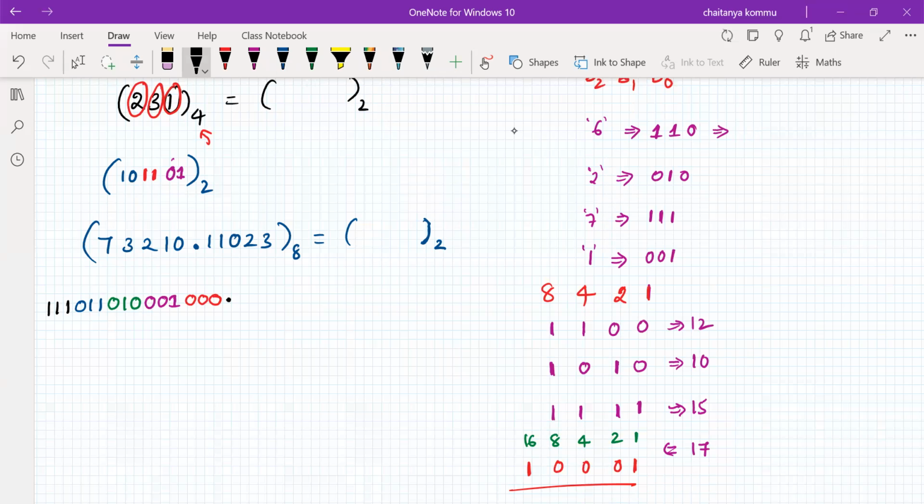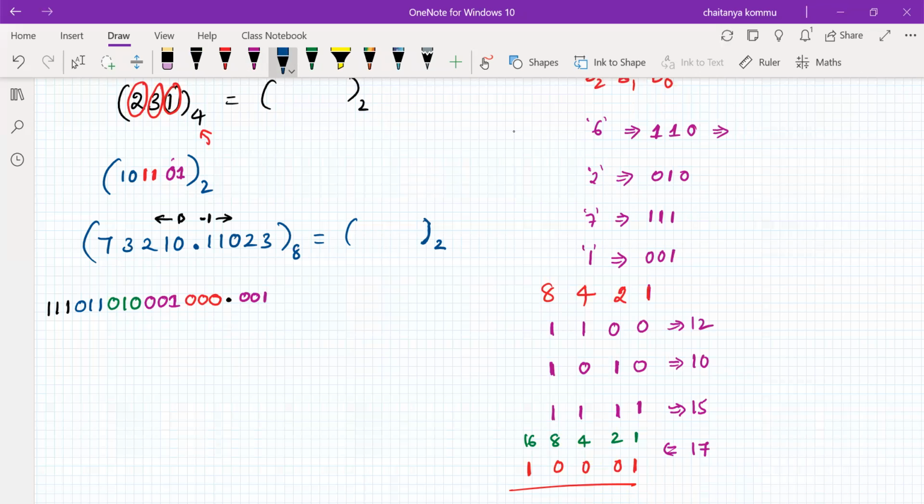On the right hand side also we have to do the same. We should start from the octal point onwards. So the 0th position is on the left, and here it is the minus 1st position. So on the fractional side, what is the value for 1? It is 0 0 1.